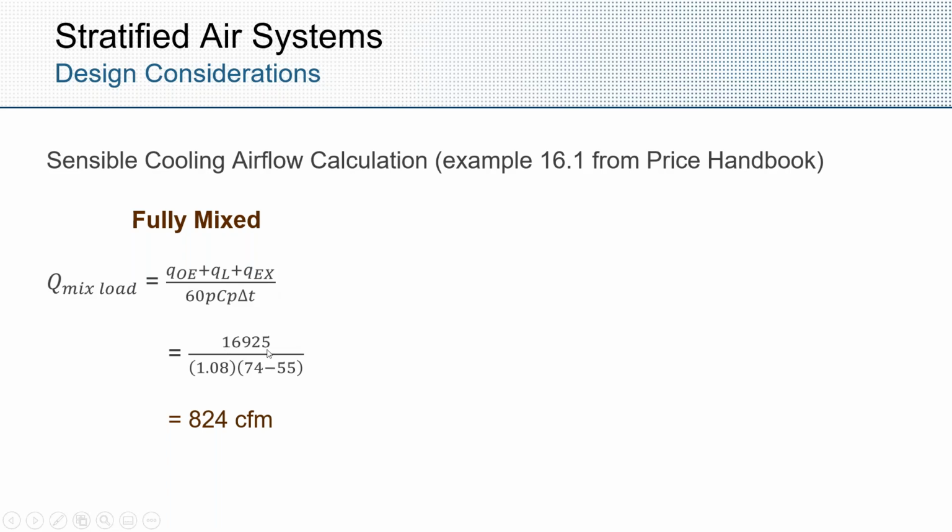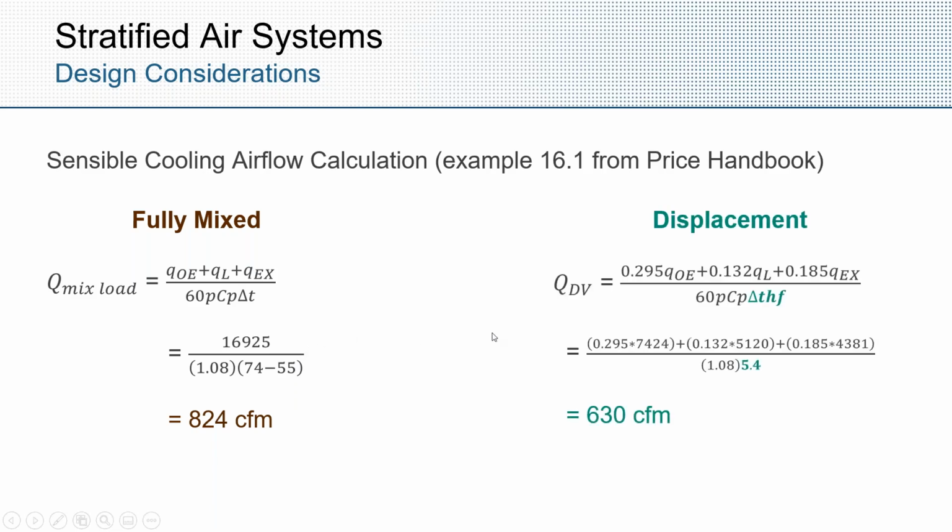So for this case, we're going to be comparing this fully mixed system design that needs about 824 CFM to condition the space. But with displacement ventilation, hopefully you recognize these factors that are in front of the different heat load coefficients.